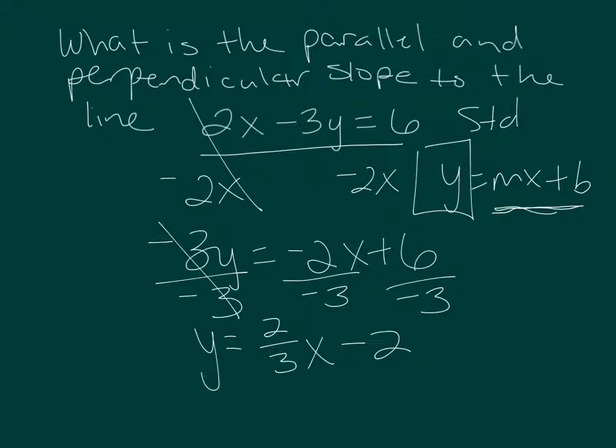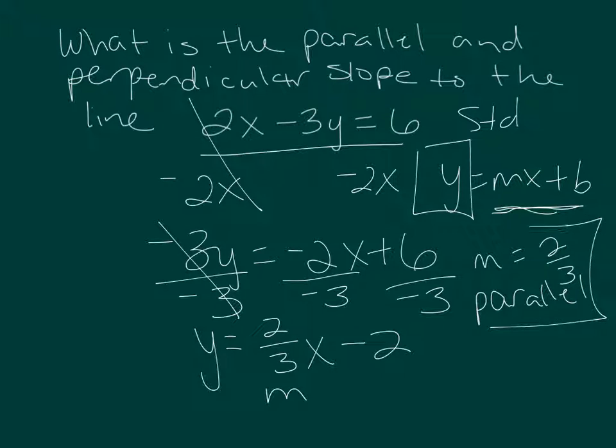If you remember, m is the one that's right in front of x. So right now my slope is 2/3. Since my parallel slope is the same, that means that's my parallel slope. So that's my first answer. My perpendicular slope, if you remember, I have to flip it. So make it 3/2, and I also have to switch the sign, so I'm going to make it negative. So that's my perpendicular slope.